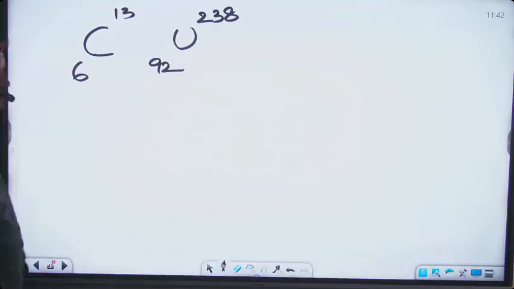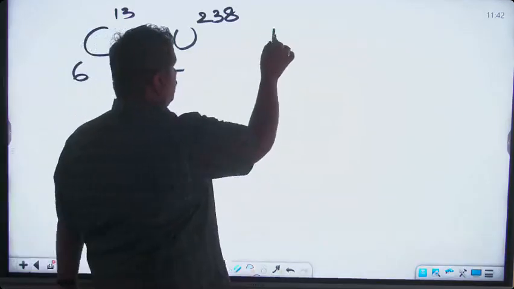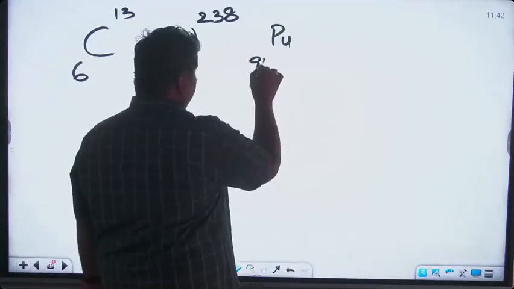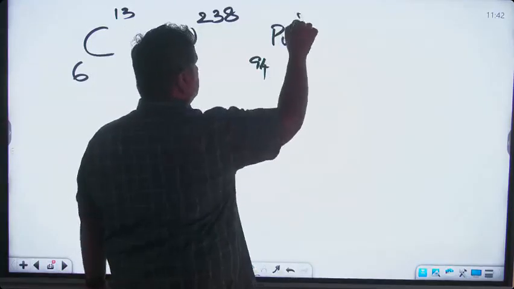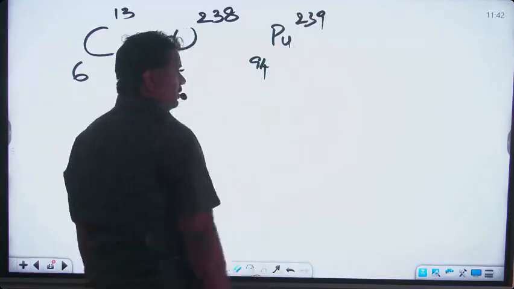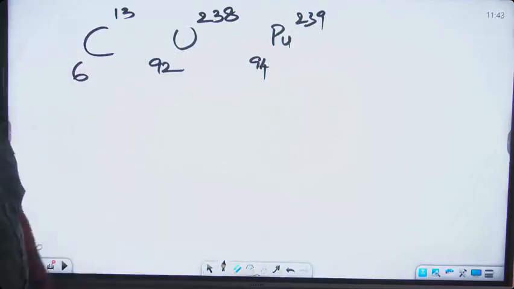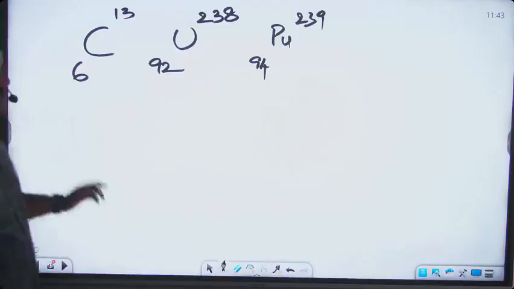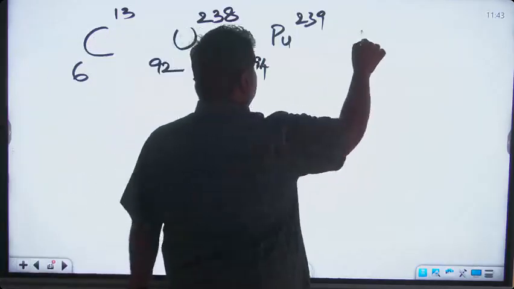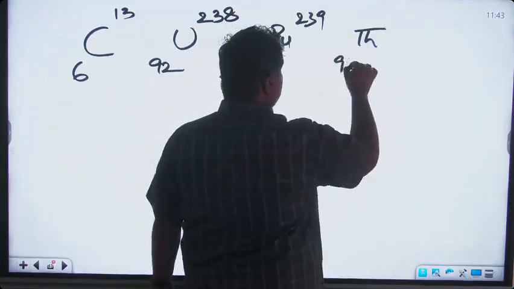Suppose you have one more, plutonium 94-239. In this case, how many protons, how many electrons, and how many neutrons are there? 145. Suppose you have one more, thorium 90-232.